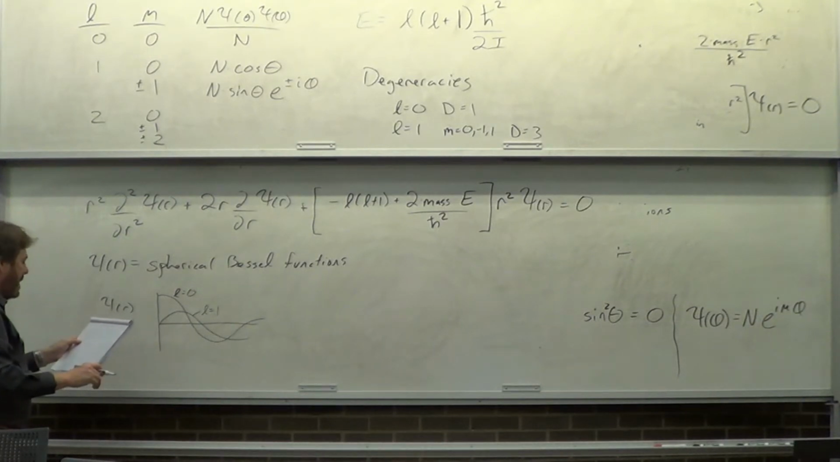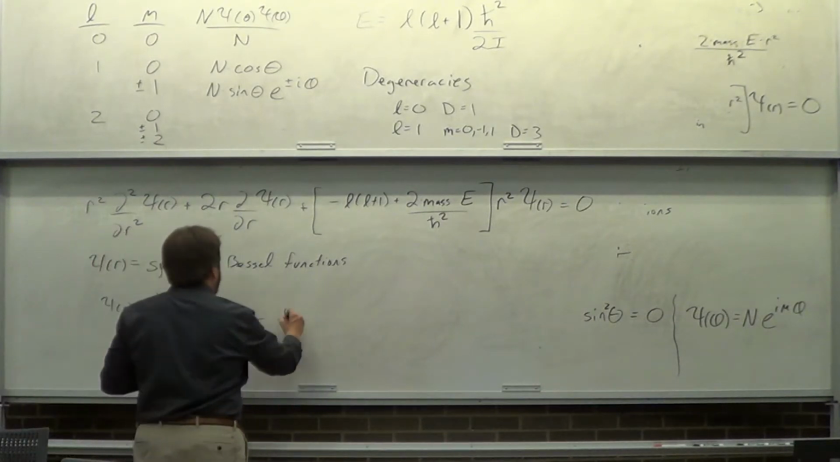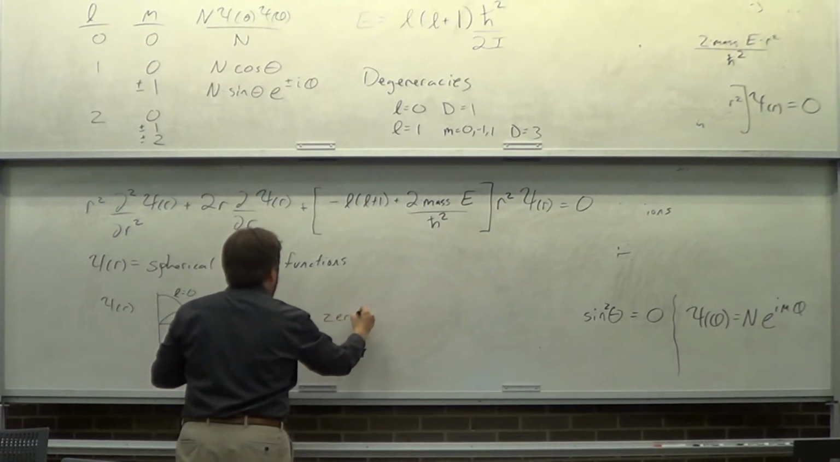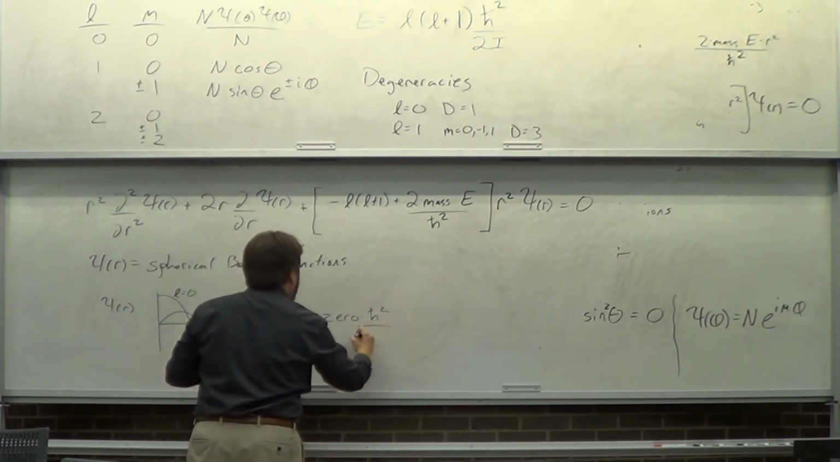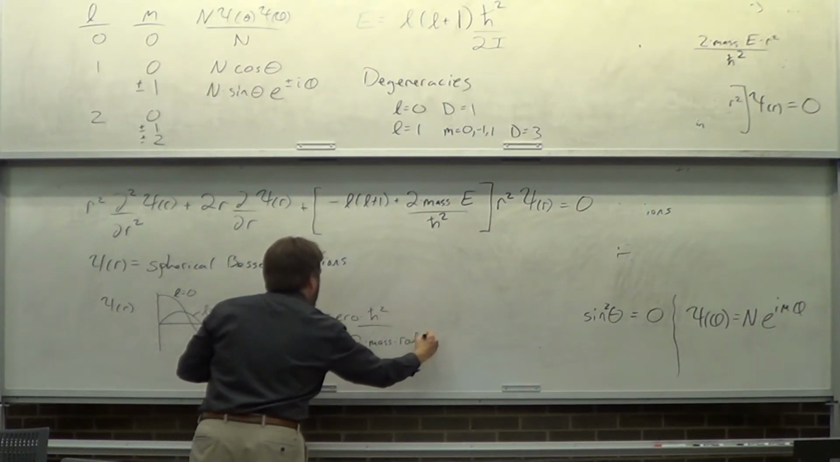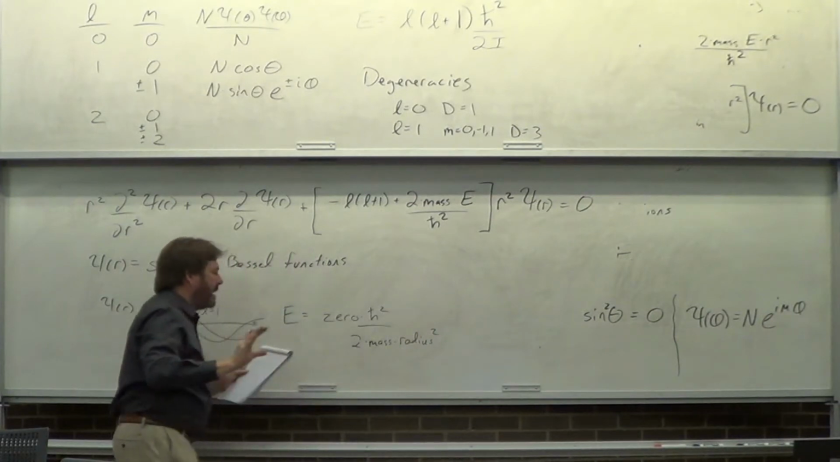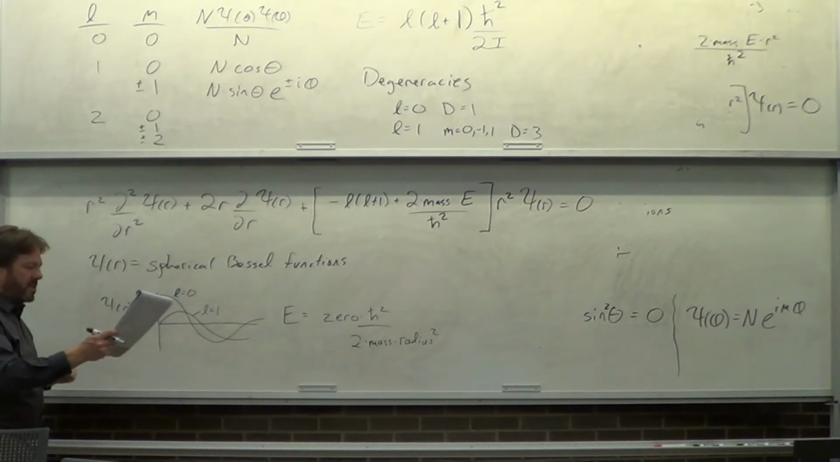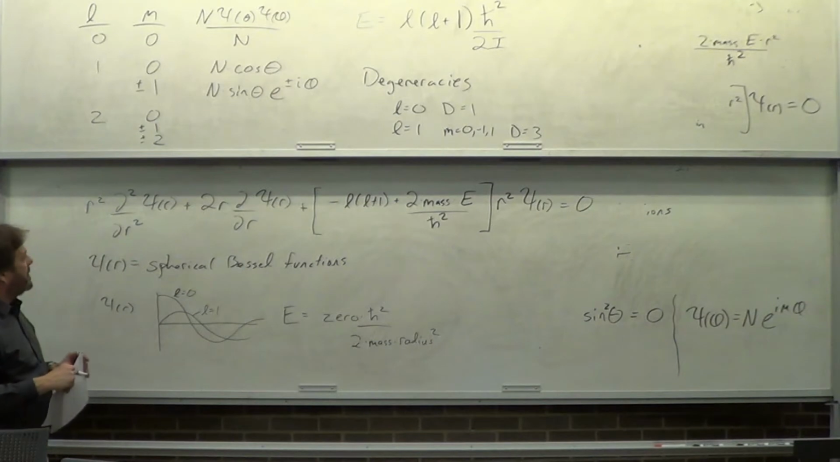The energy ends up being the zero times h bar squared over 2 times the mass times the radius. Remember that this is a particle trapped in a sphere, so there's a radius associated with the sphere. That gives you the energy. And yeah, that's really all I wanted to say about this.